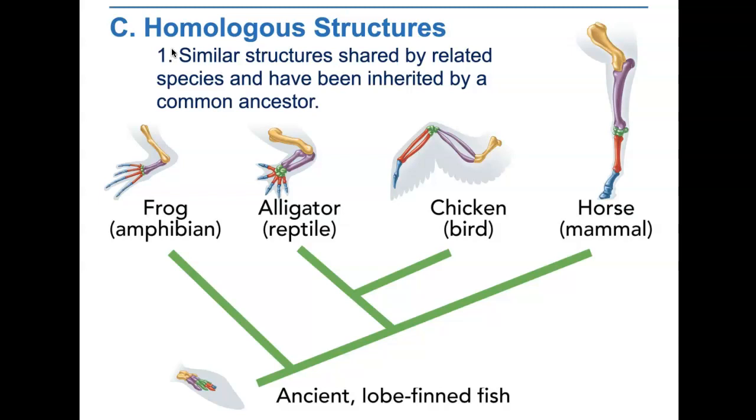In this picture, color coding is used to show the homologous bones in the forelimbs of selected modern vertebrates. These limbs evolved from the front limbs of a common ancestor, whose bones resembled those of an ancient fish. If these animals had no recent common ancestor, they would be unlikely to share many common structures.